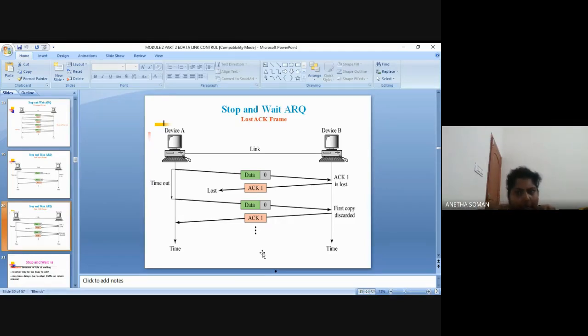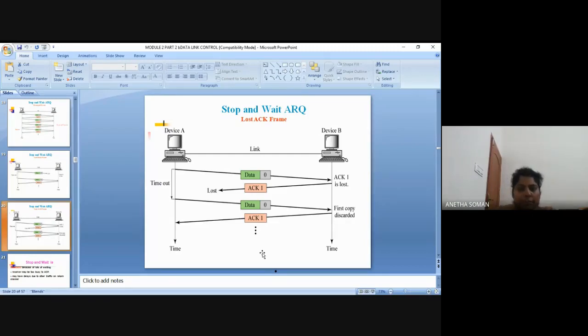Now, once data 0 is transmitted again and reaches the receiver, the receiver finds out whether the data was received in the previous case. So the receiver checks the number of new data frames. If it is the same old data that is received, the first copy is discarded, and it will send an acknowledgement stating that it is expecting the next data. Here, ACK1 means it is expecting data 1.